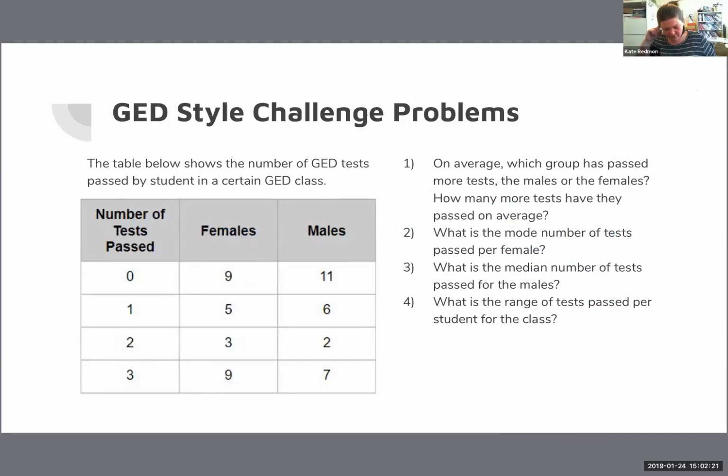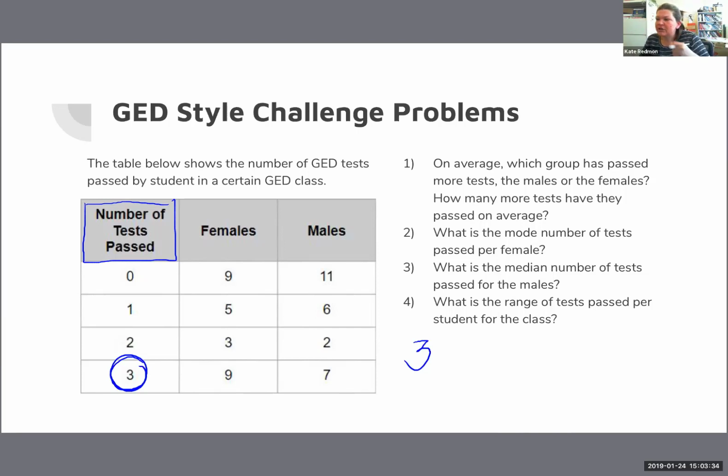Okay, so we still have one more problem on this page. It says, what is the range of tests passed per student for the class sample? The range of tests passed per student. So if I'm finding the range of tests passed per student, I need the highest number of tests passed per student. What is that? 3. 3, exactly. So I come to my number of tests passed column and look for the highest number. The highest number of tests passed is 3. Cool, that's tricky because we don't know where to get our numbers from.